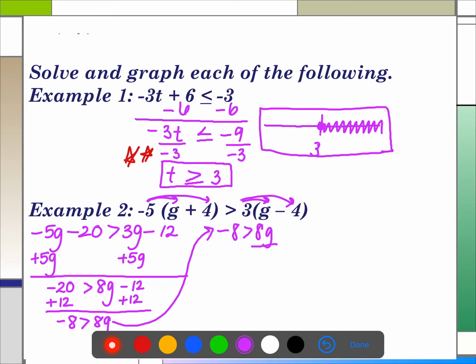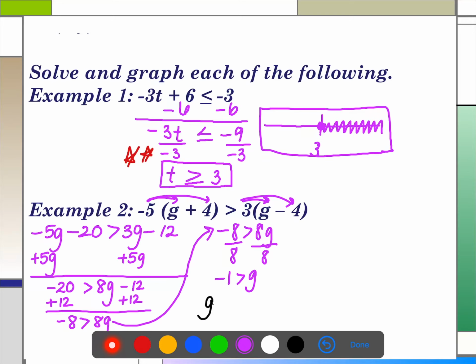Right. Now, when we finish here, we're going to have our variable on the right side. Especially for inequalities, it's best to have your variable on the left. And we can just flip this right around and put our variable on the left, and you want to just make sure that the inequality is still pointing in the correct direction.